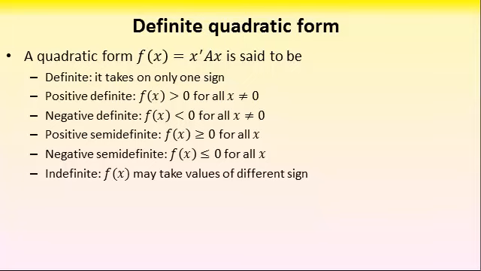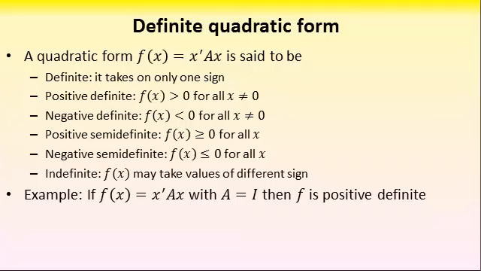So here are some important examples. First, if A is the identity matrix, then f must be positive definite. In this case, x prime Ax is simply equal to x prime x, which is the sum of xi squared, and each xi squared is greater than or equal to 0, and it can only be 0 if xi is 0. So you can see that this is a positive definite quadratic form. In general, if A is a diagonal matrix where all the diagonal elements are strictly positive, then for the same reason the quadratic form will be positive definite.